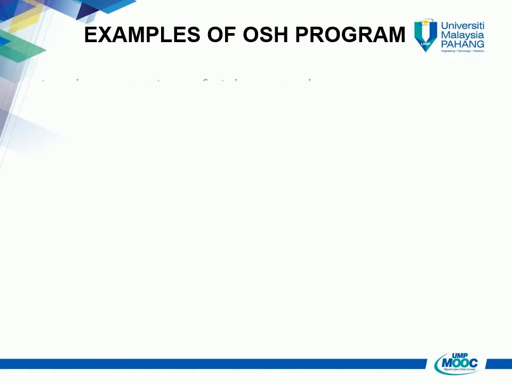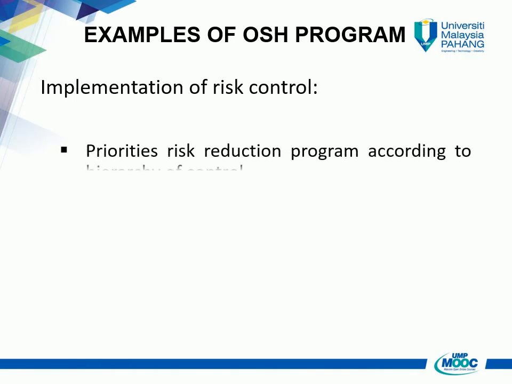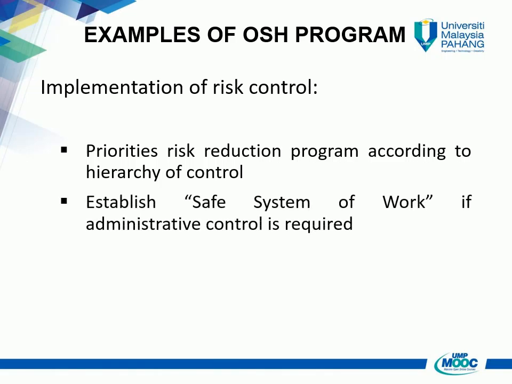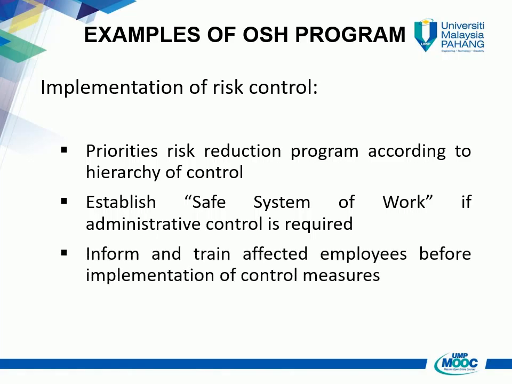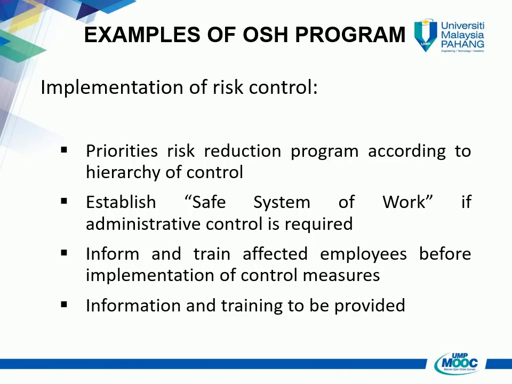For OSH program which aims to implement risk control, it should focus on priorities risk reduction program according to hierarchy of control, establish safe system of work if administrative control is required, inform and train affected employees before implementation of control measures, and related information and training to be provided.